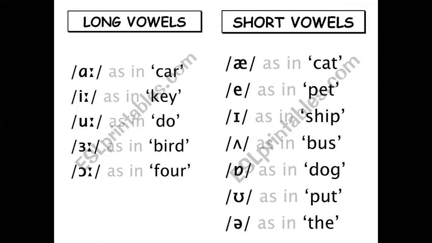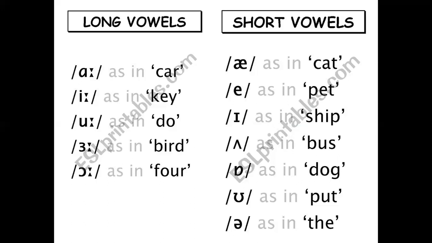Then the short vowels are a as in cat, pat. That a sound as in cat. Then e as in pet, i as in ship, and u. That inverted v is u. You say bus. No, u sound. Then you half round your mouth for dog, aw. That aw is the fifth short vowel. Then oo as in put. Then the schwa, as in the. So these are all the 7 short vowels.